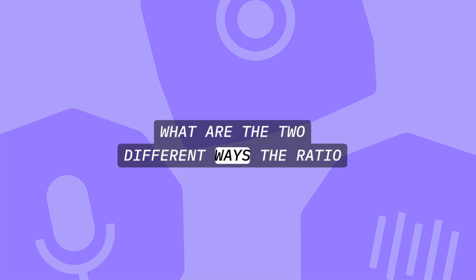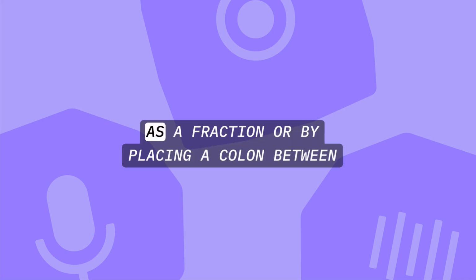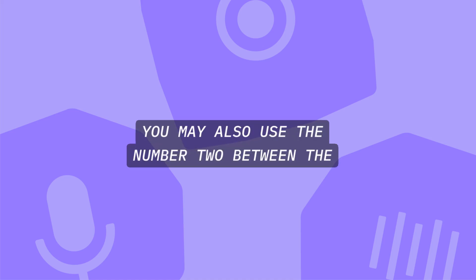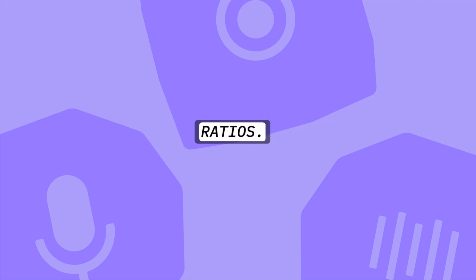What are the two different ways a ratio may be expressed? As a fraction, or by placing a colon between the two numbers. You may also use the word "to" between the two numbers. What is a proportion? A statement of equality between two or more ratios.